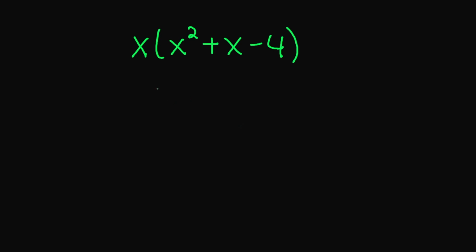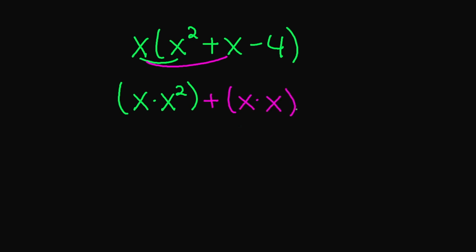So let's try this example here. We have x times x squared, so we do x times x squared plus x times x. We have x times x minus x times 4. And remember, your plus and your minus sign came from the expression right here.